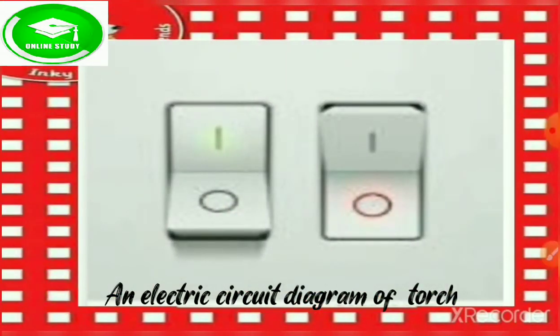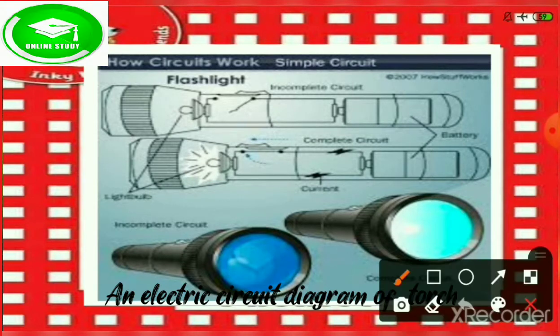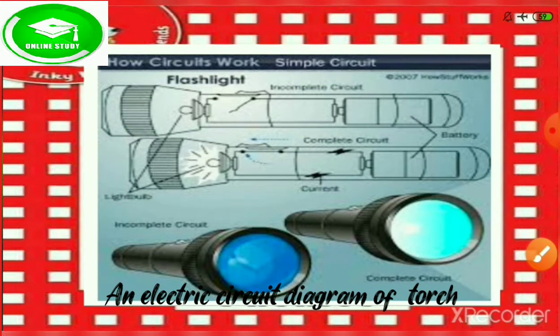If the circuit is complete and we keep the switch on, the bulb glows to give us light. Children, we also have a fifth important component of a torch that we call the case. The case is the outer covering part of the torch. The components of a torch which are enclosed in a plastic body, we call the case of a torch.